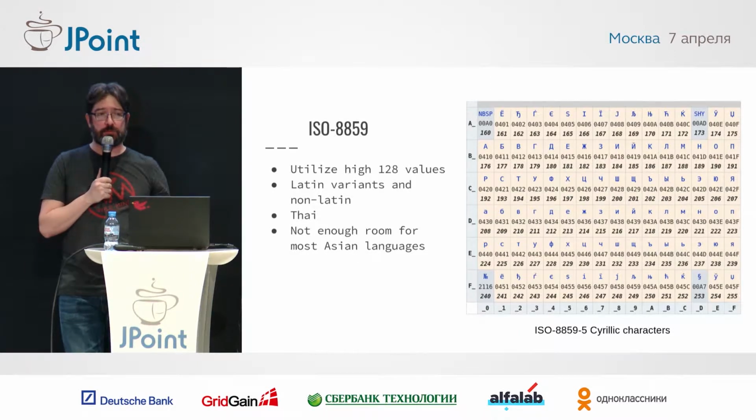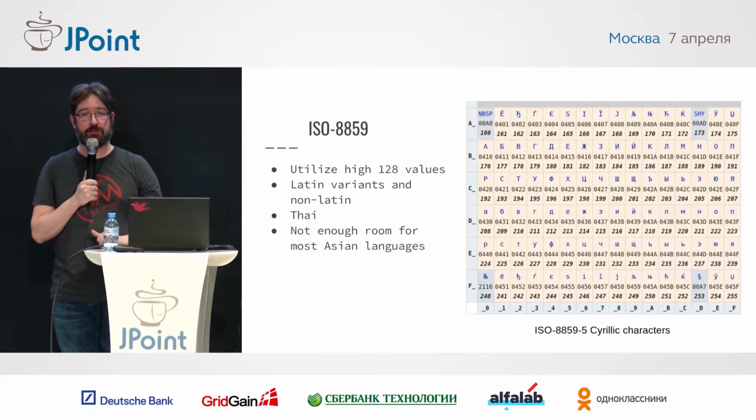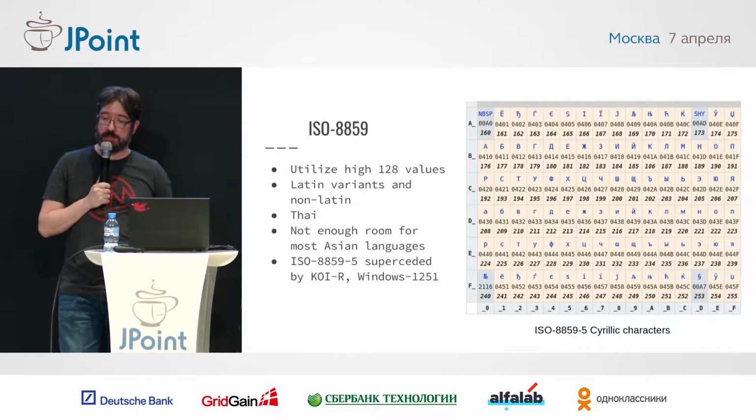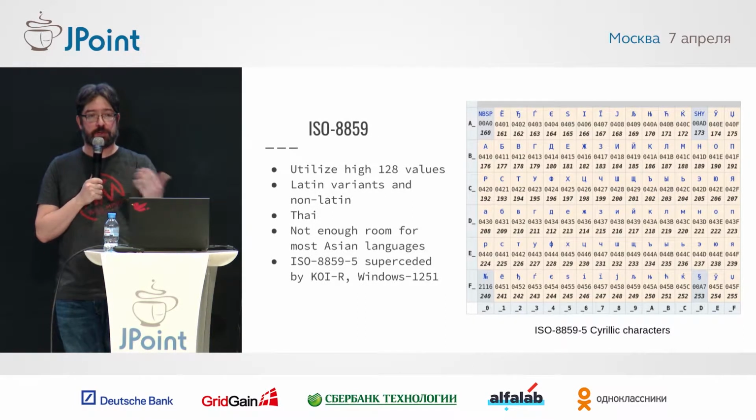This is not really room enough for most of the Asian languages. Chinese, Japanese, Korean specifically have no way of representing their entire alphabets, much less all of their characters, in only 8 bits. So the picture here is ISO 8859-5, which was an early attempt to represent the Cyrillic alphabet. Unfortunately, it was not able to represent all the variants of Cyrillic languages, so it was largely superseded by KOI-R, KOI-U for Ukrainian, and these days Windows 1251 that is used on most systems.